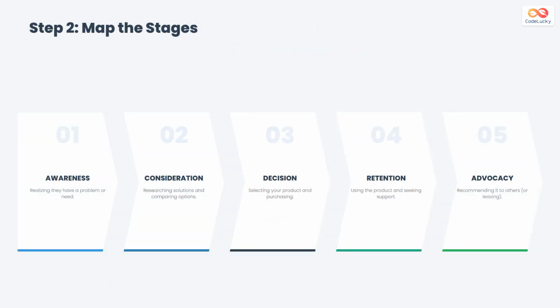Step 2 is outlining the stages. A typical journey moves through 5 phases. First is awareness, where they realize they have a need. Second is consideration, where they research options. Third is the decision to buy. Fourth is retention, where they use your product. And finally, advocacy, where they hopefully recommend you to others.